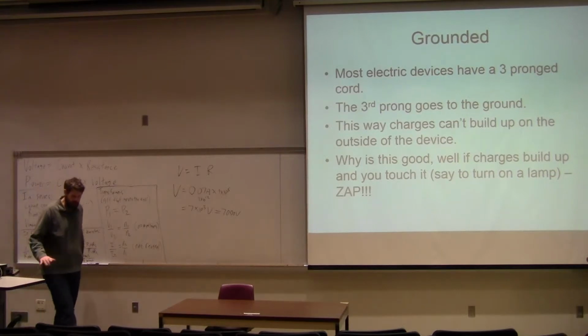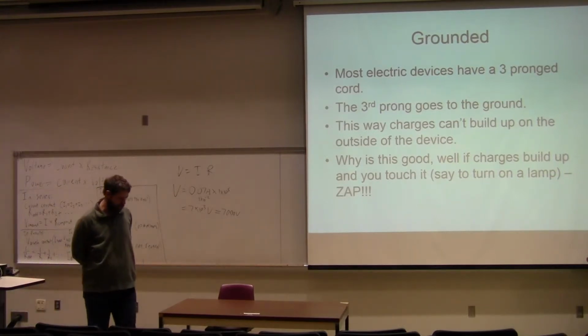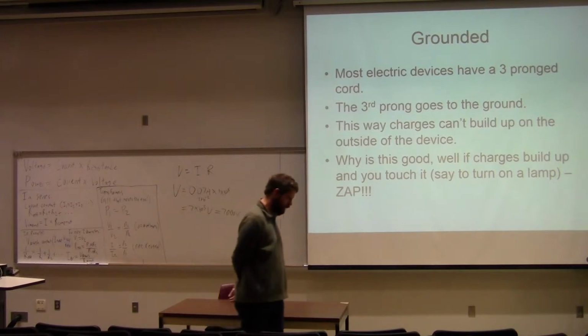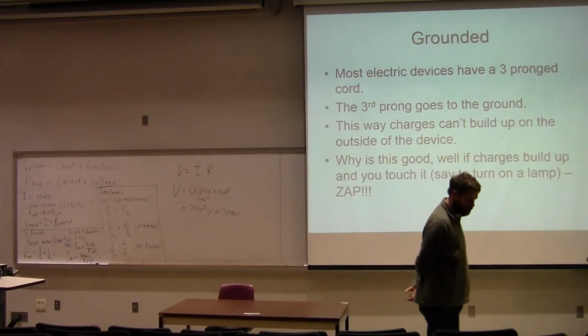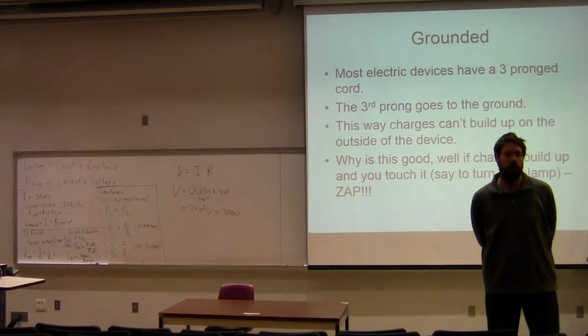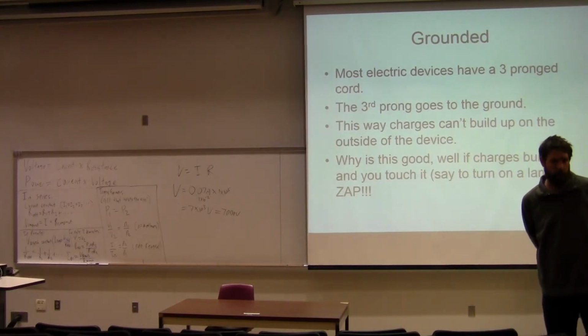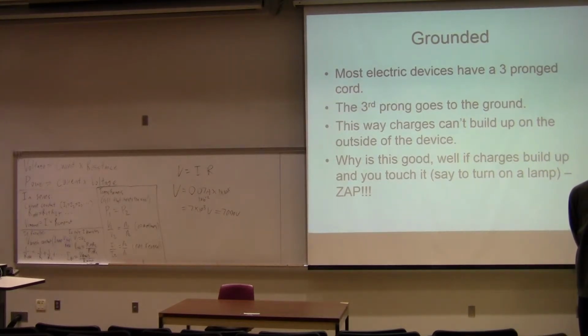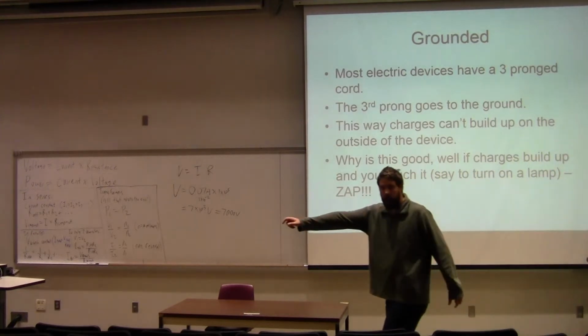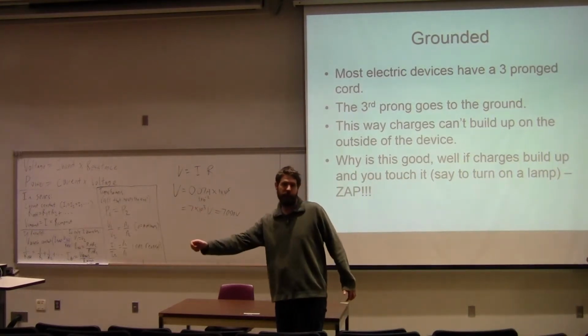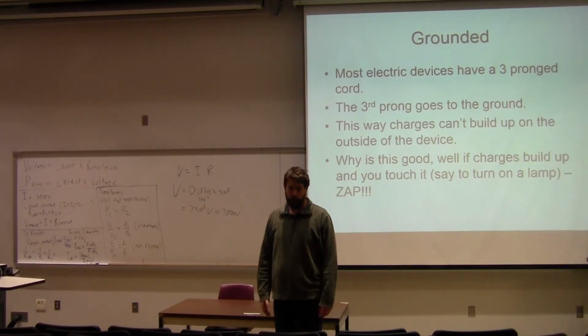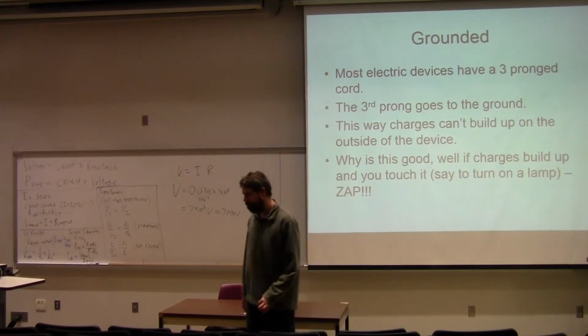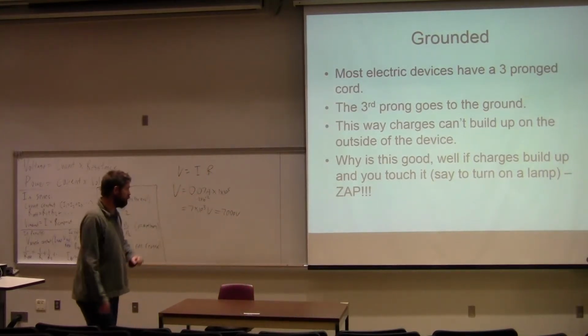Ground. Now, most modern outlets have 3 holes. The third one is the ground. The reason we like to ground our electronics is that if you do not ground them, charge can build up on the electronic. So let's say you have a lamp that's not properly grounded. Well, charges can build up on the outside of that lamp. And then when you go to turn the lamp on or off, zap. It turns you on or off. Off usually. So that's why we like to ground things.